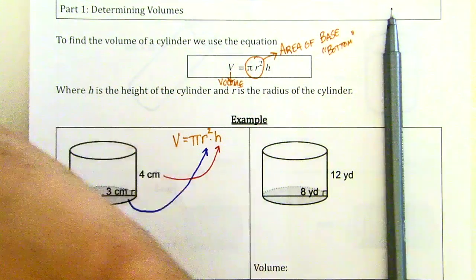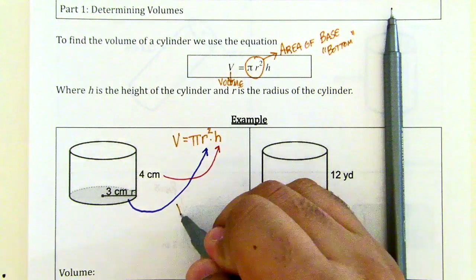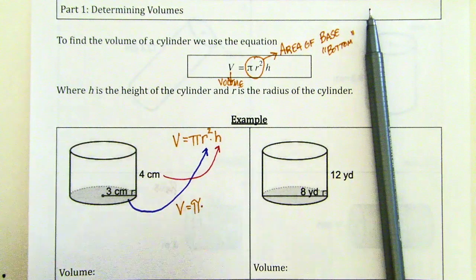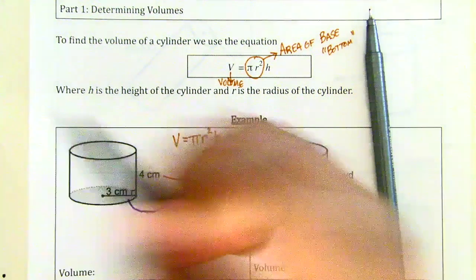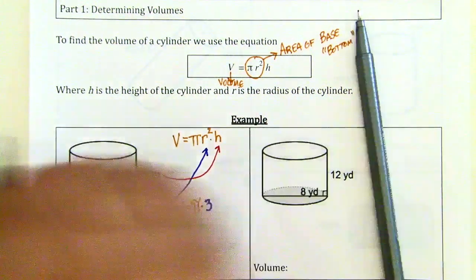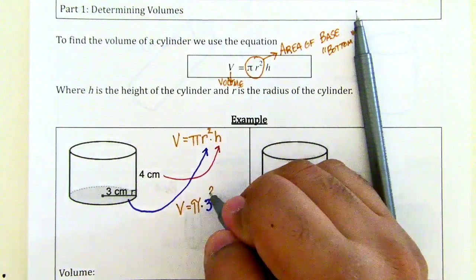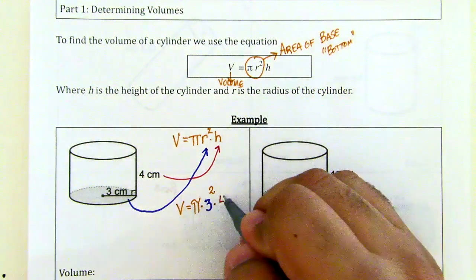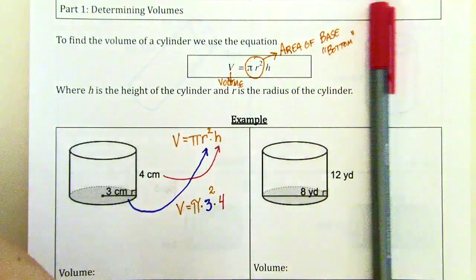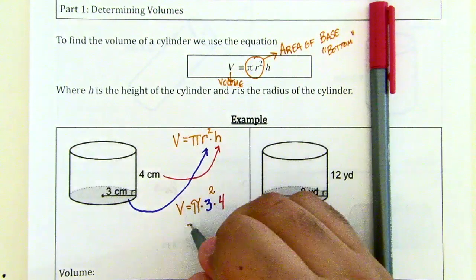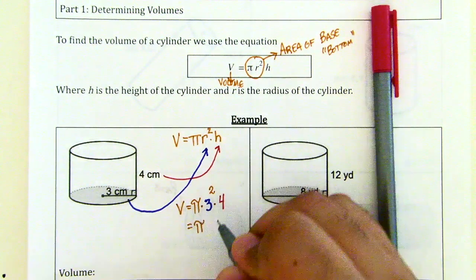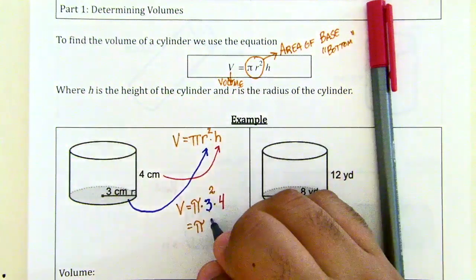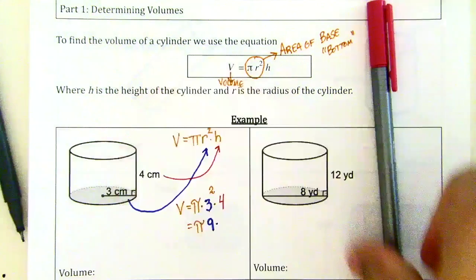Now, all I need to do is rewrite what I've got here. So I know v equals pi times my radius. So instead of r again, remember we're using 3. So my radius squared multiplied by my height in this case, which is 4, right? So now I'm just going to do a little bit of simplifying right here. I'm going to leave the pi alone until my last step. 3 squared, remember, that's 3 times 3, which gives me 9 multiplied by 4.